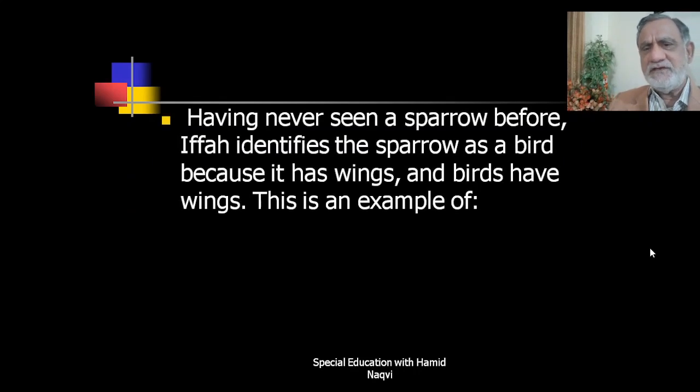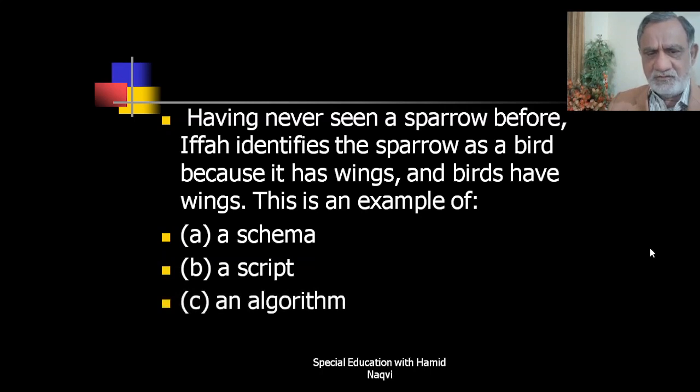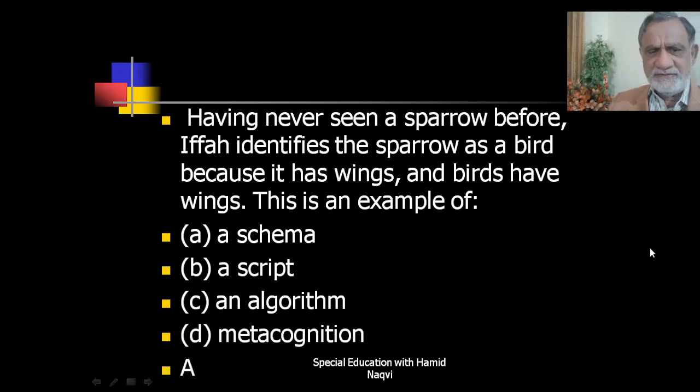Having never seen a sparrow before, Ifa identifies the sparrow as a bird because it has wings and birds have wings. This is an example of a schema, script, algorithm, or a metacognition. Correct one is a schema.